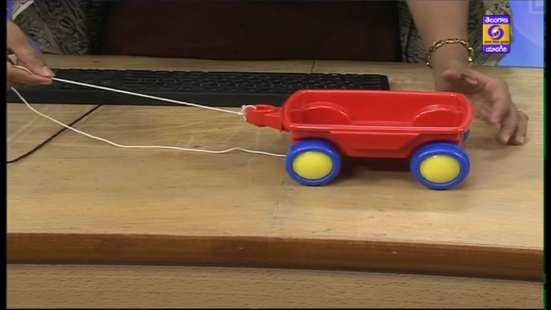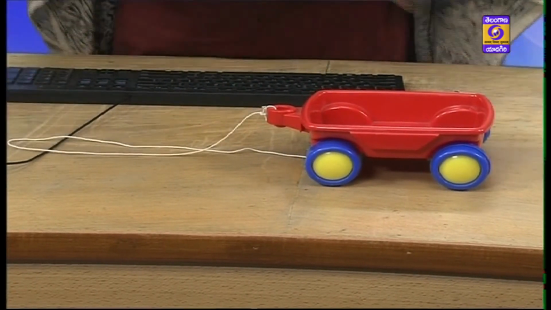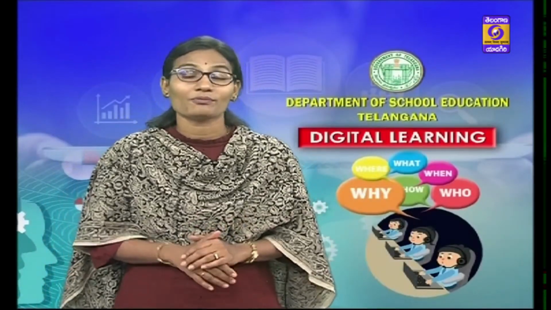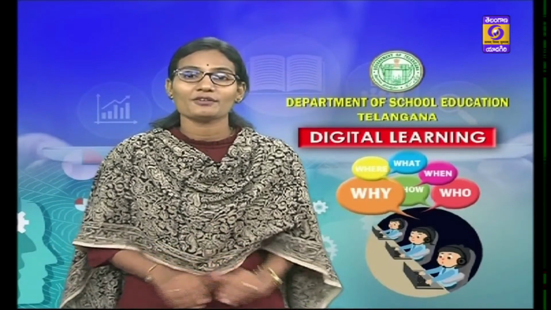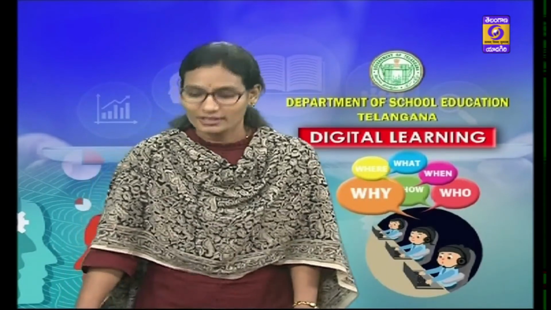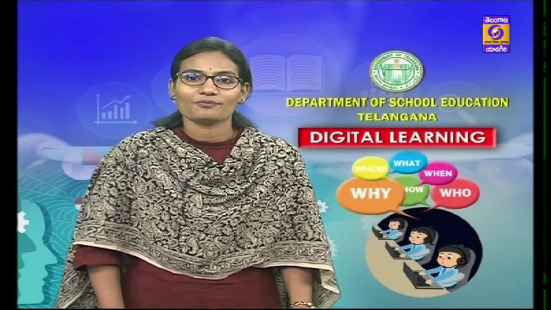So now the trolley is in motion. So tell me, children, which force is responsible for the motion of the object? What happened after application of force? So let us discuss the effects of force.